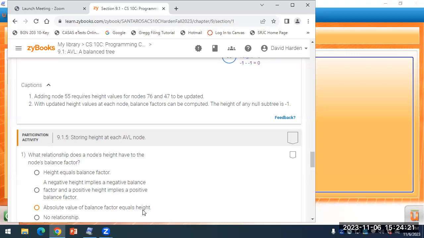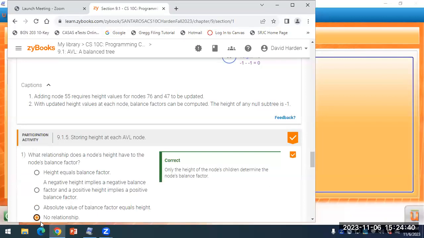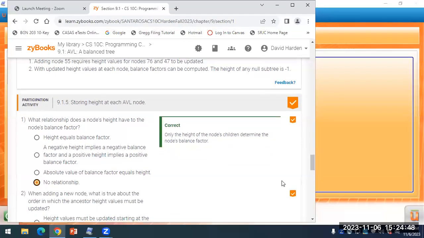I think there's really no connection, right? You could have a tree with 1 million nodes in it. The height of one of those nodes could be 30, but the balance factor could be 0. So I think the answer is here. Kind of a fun puzzle, I guess.